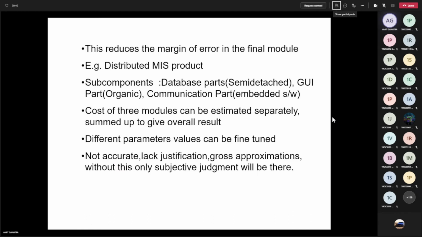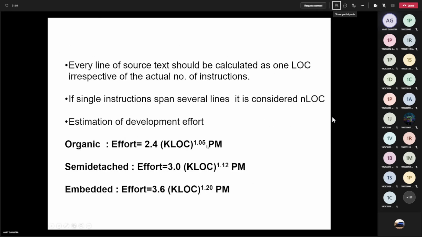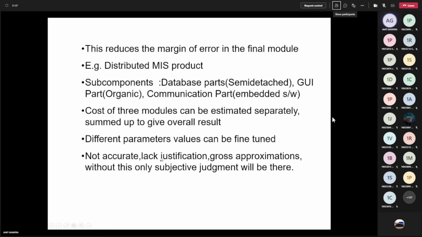So still there are disadvantages. You can see that it is not accurate. Your experience of estimating the cost of similar kinds of projects in the past will come in handy for making future projections or predictions. Here Boehm has not given any kind of justification, right? Like why this value is 2.4, why it is 1.05. So no justifications have been given by Boehm. It will only give you a gross approximation, right? But as we have discussed, something is better than nothing. Without this, we only have subjective judgment and no other option. And that's why we have to adopt this.